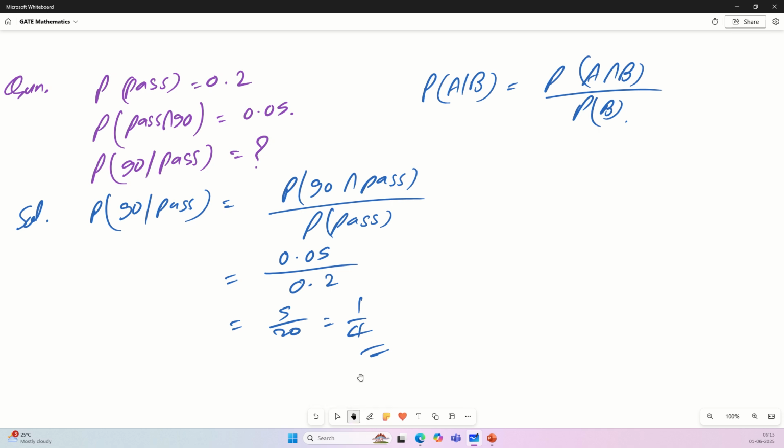Let's take another question. The question is, there are 3 vendors. Okay. So 3 vendors were asked to supply a precision component. Okay.